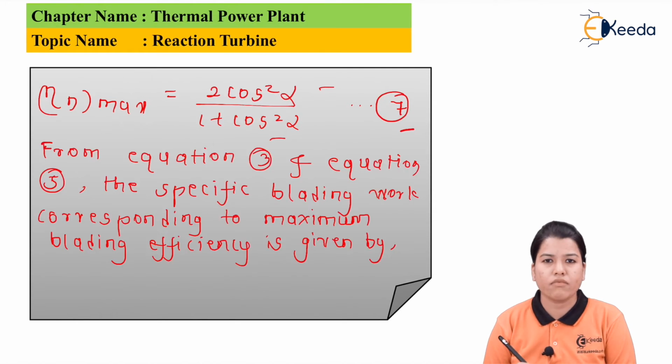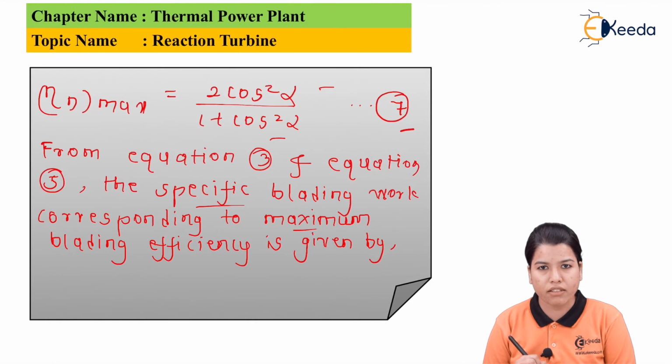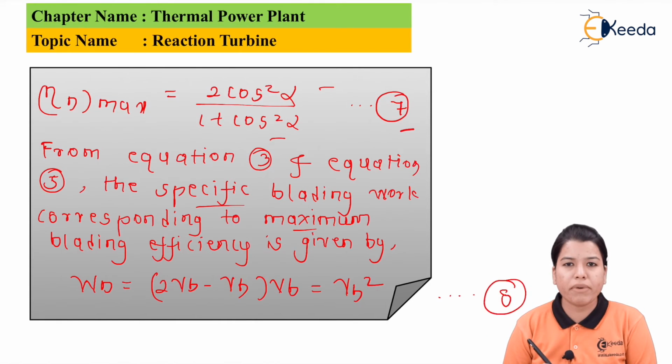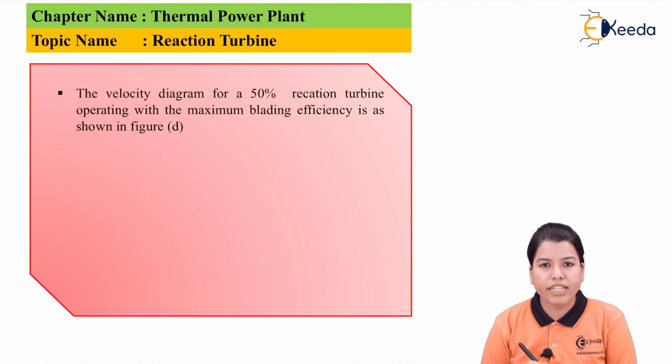Further we can write, now from equation 3 and equation 5, the specific blading work corresponding to the maximum blading efficiency is given by Wd is equal to 2 Vb minus Vb multiplied by Vb, which is equal to Vb square. Let it be equation number 8. So the velocity diagram for the 50% reaction turbine operating with the maximum blading efficiency is as shown in figure D.